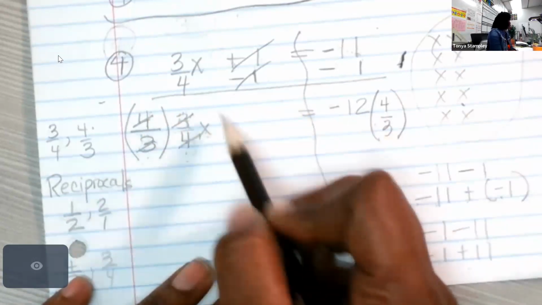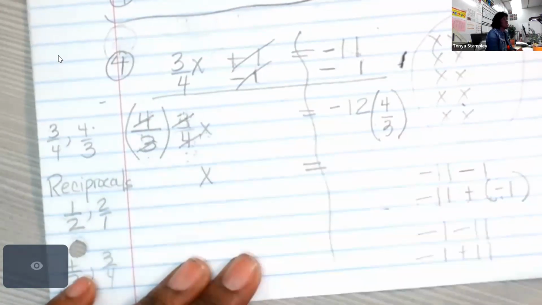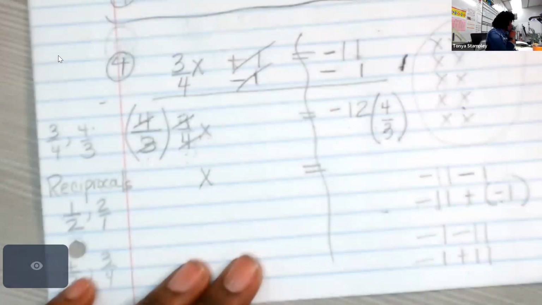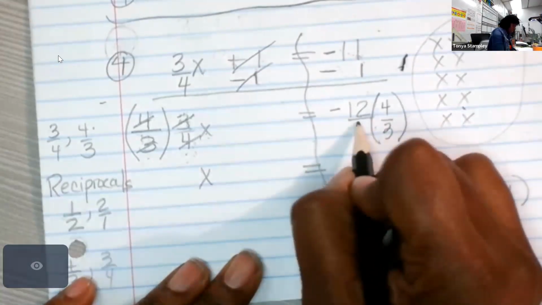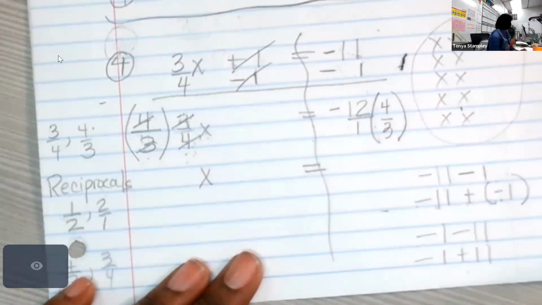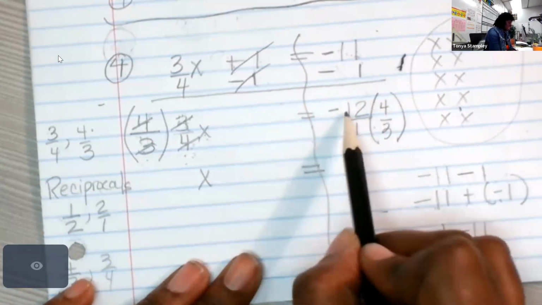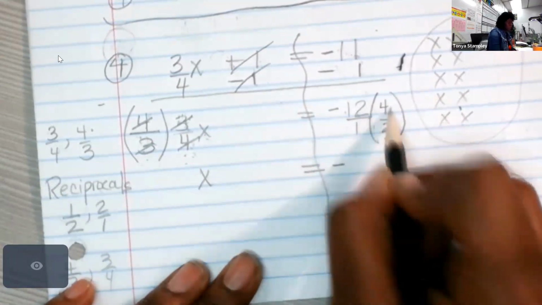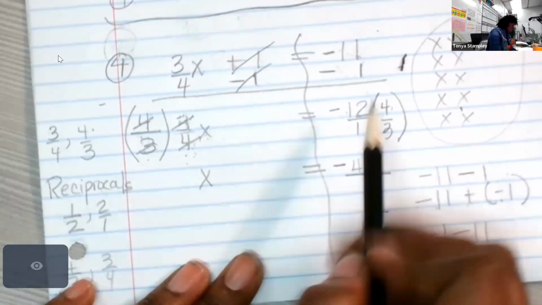So what do I have left here? x equals. Now it's just multiplication. What do I want to do with this 12? But before I do that, I want to do what? Put a 1 under it. Now I want to do what? Multiply the 12 by 1. What kind of 12 is this? -12. What's a negative times a positive? Negative. A negative. And what's 12 times 4? 48. 48. Over 3.